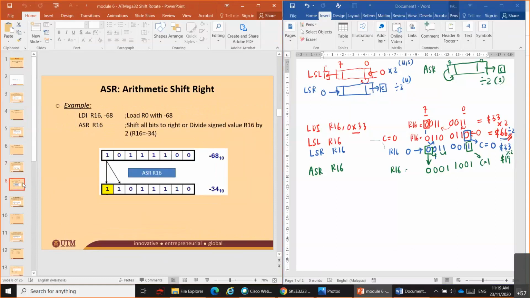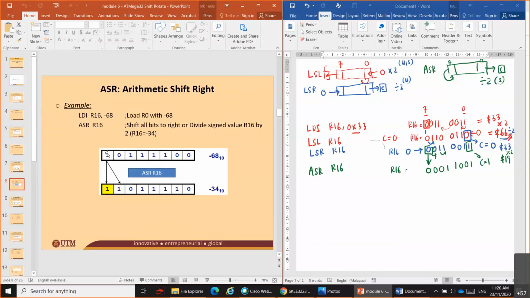So what happened is, minus 68 is actually the decimal number, so you need to convert it to binary. Okay, so to convert to binary, you need to do the two's complement. So this is the value for the negative 68 in binary. And then you're going to use the ASR R16.